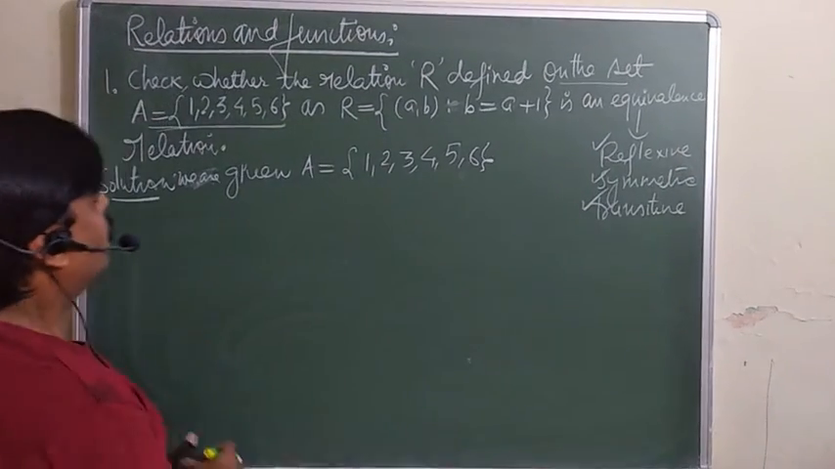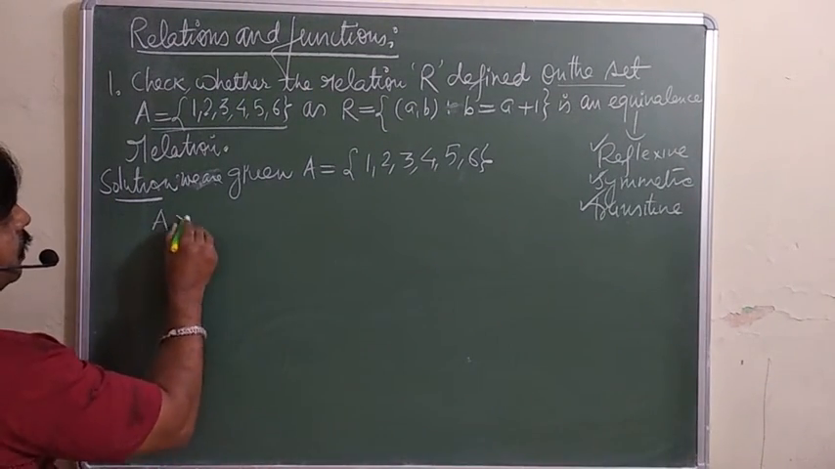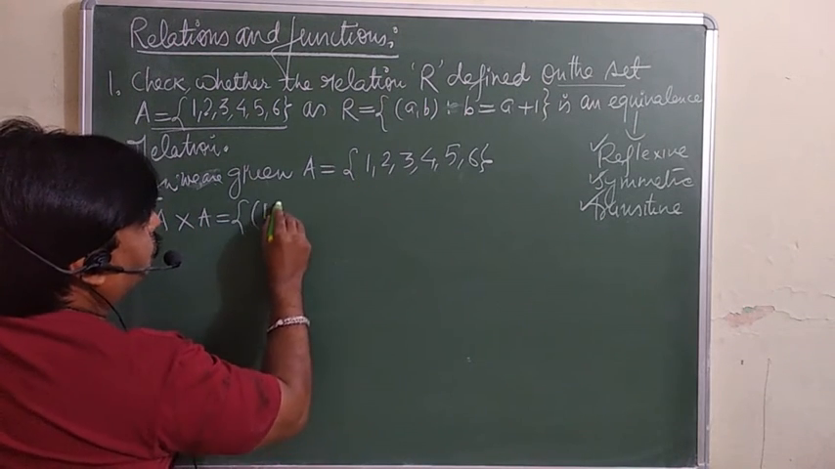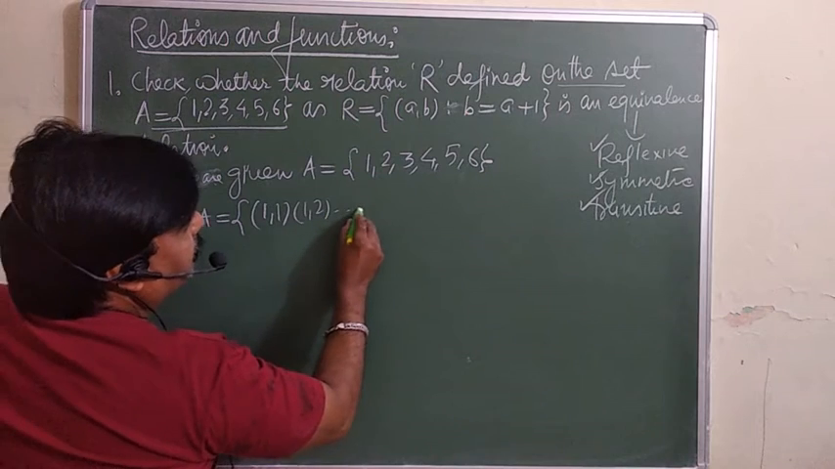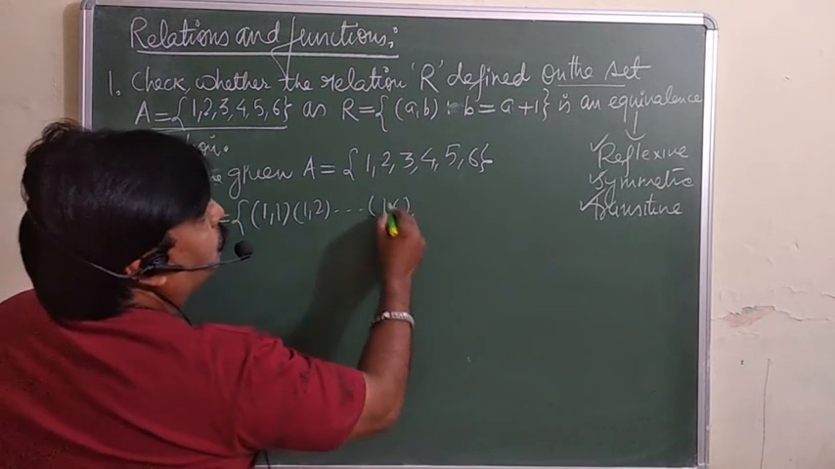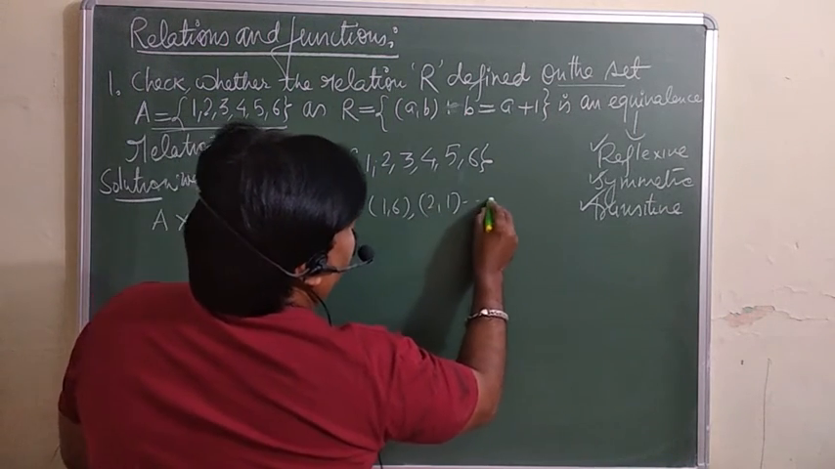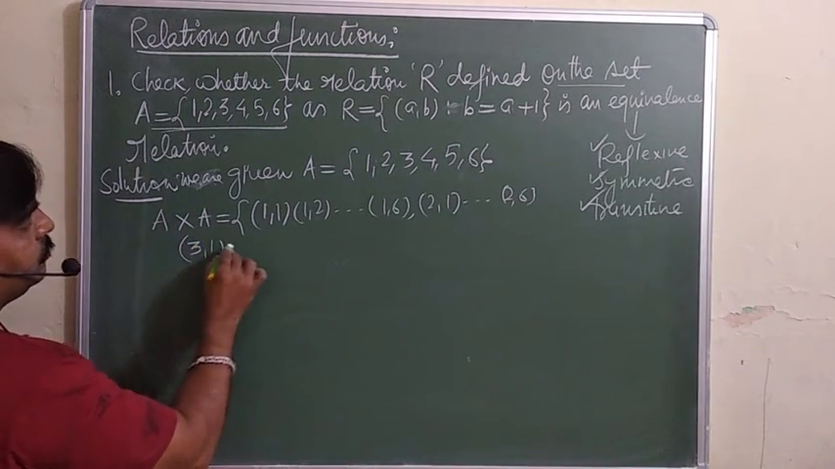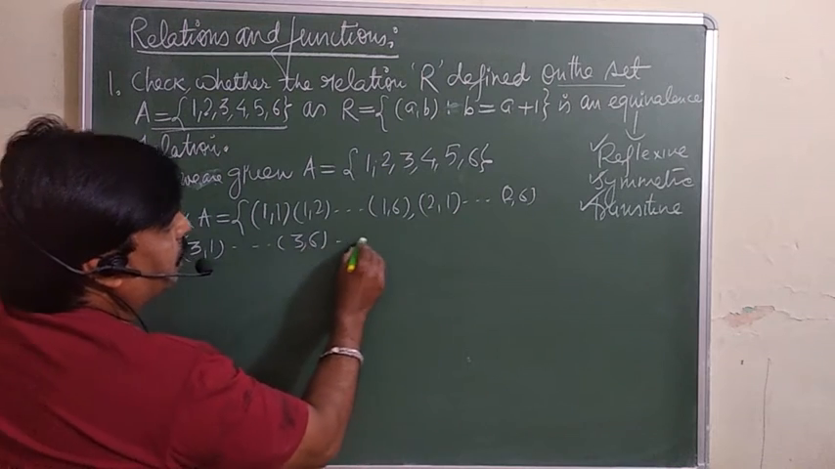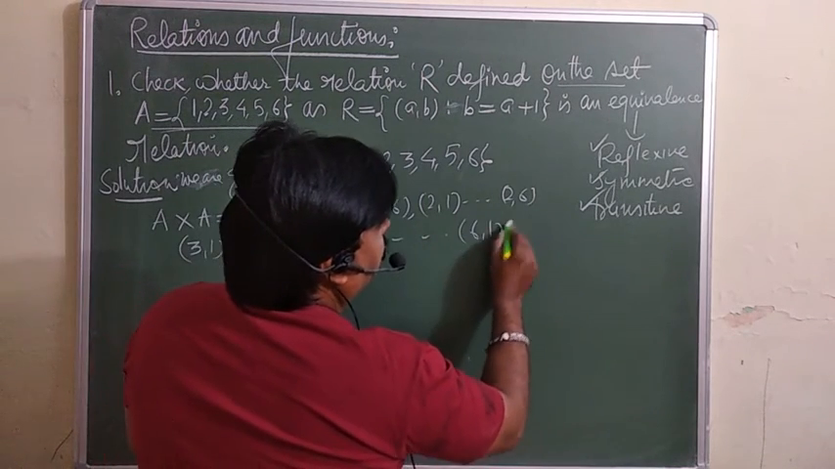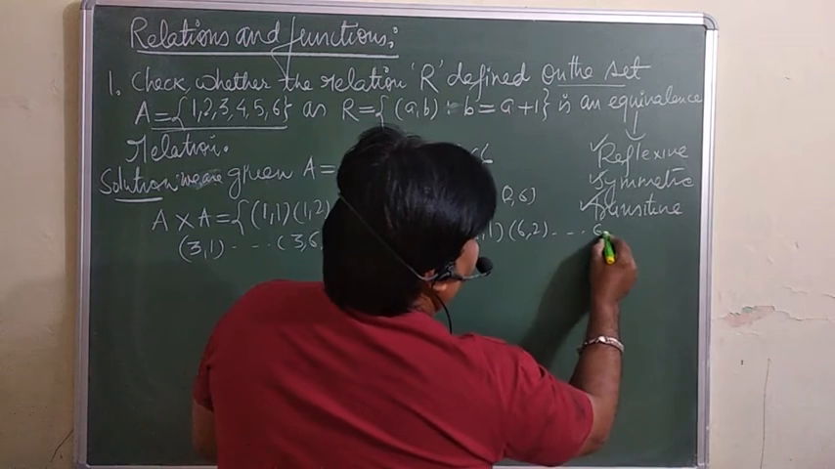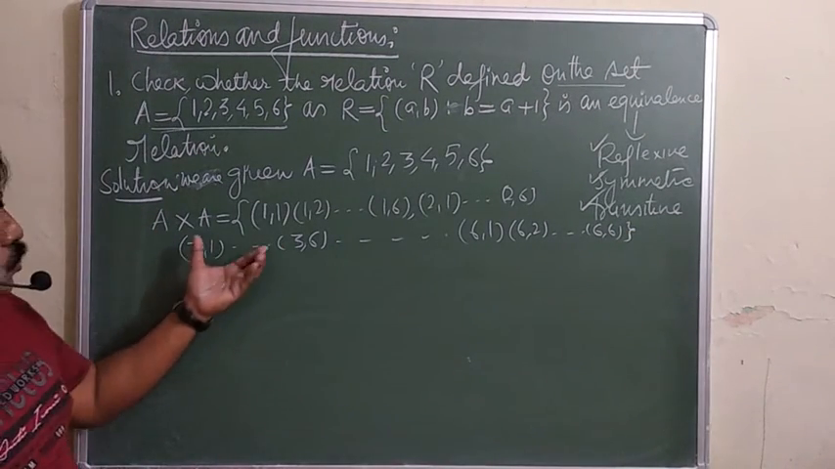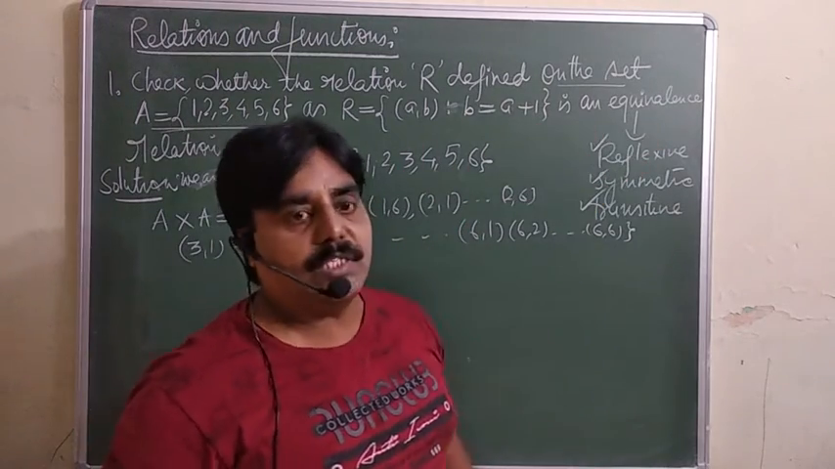First of all, we are supposed to write the Cartesian product A cross A. If you write A cross A, you will get (1, 1), (1, 2), likewise up to (1, 6). Similarly for 2: (2, 1), up to (2, 6). In short, I am writing (3, 1) up to (3, 6). In the same way, you will get the last row (6, 1), (6, 2) and up to (6, 6). This is your A cross A. But now we are supposed to check whether this is an equivalence relation or not.